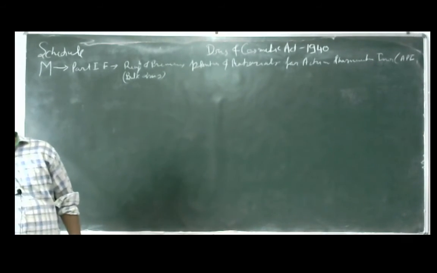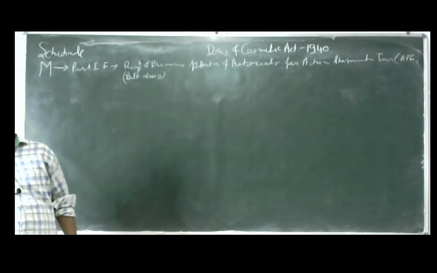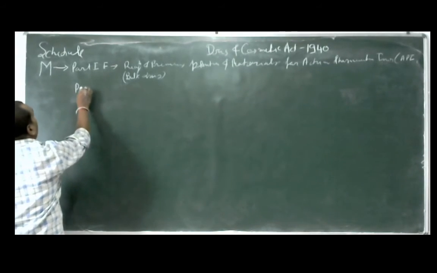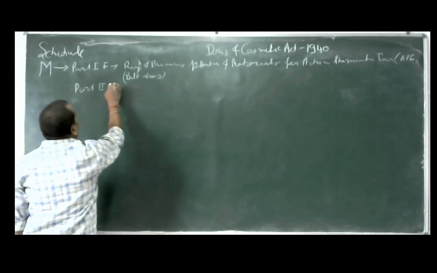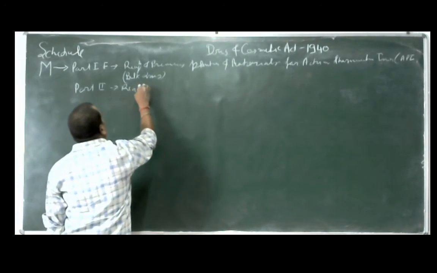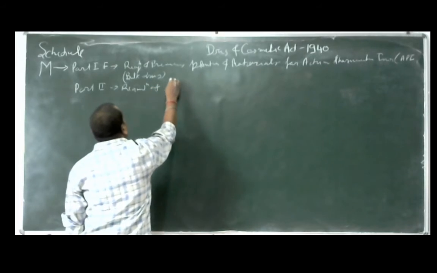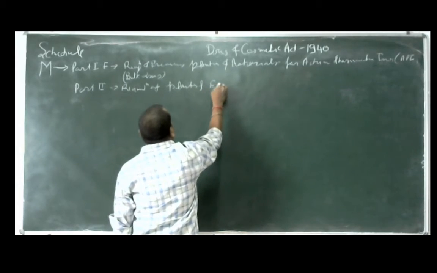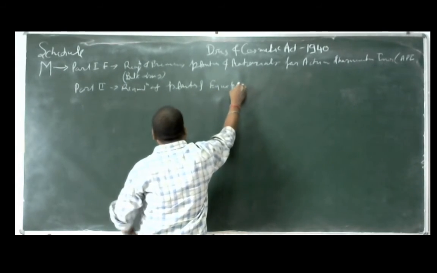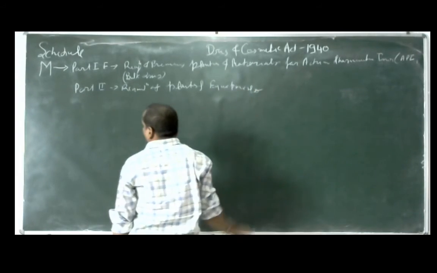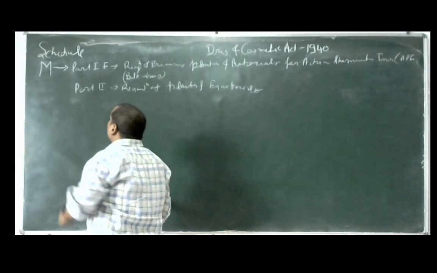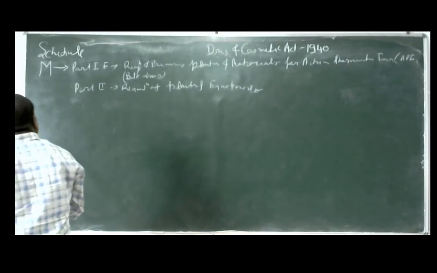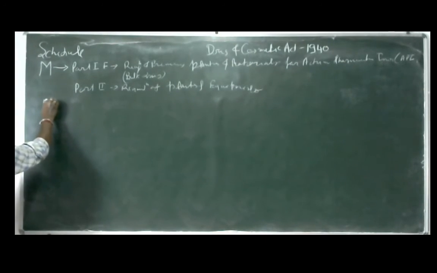Next one is Part 2, requirements of plant and equipment. So here is the Schedule M, and the next one is Schedule M1.